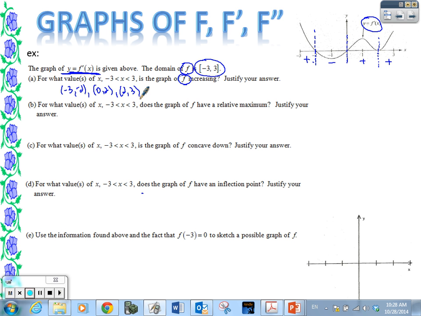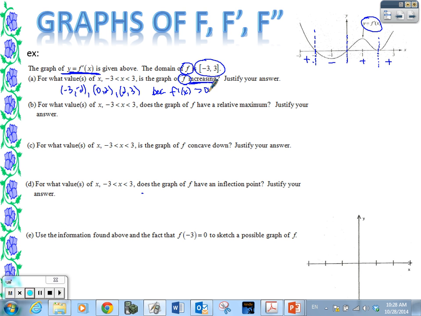All right, so the next one says, for what values of x from -3 to 3 does the graph of f have a relative maximum? So remember, we need to justify. Because why is that increasing? How do I know that the original function is increasing here? Yeah, because f prime of x is greater than 0. Okay, can't forget our justification part.